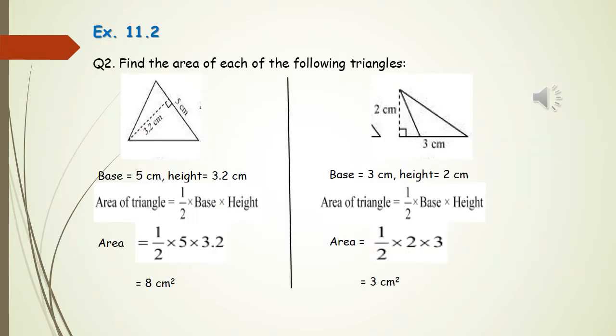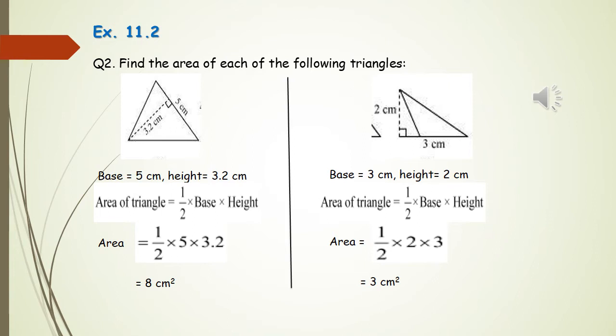We will be doing sums from NCERT book exercise 11.2. Let us start with sum number 2. We will be doing two parts. We have to find out the area of the following triangles. In the first figure, the base is 5 centimeter and the height is 3.2 centimeter.